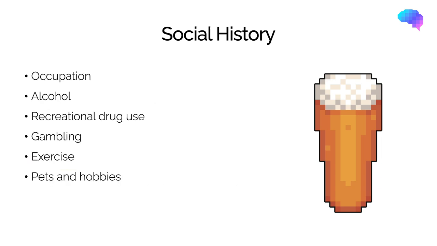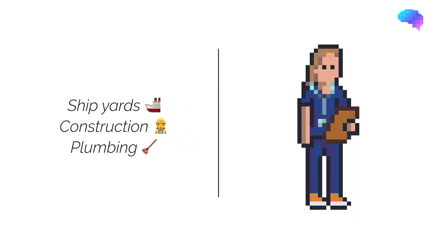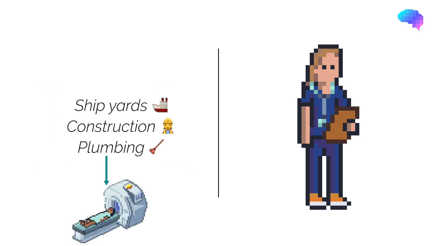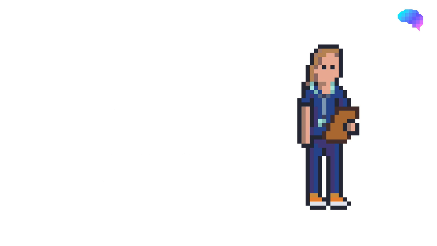There are some other aspects of the social history which are particularly important in the context of taking a respiratory history. For example, it's important to establish the patient's current and previous occupations. This helps identify any potential exposure to agents which may lead to respiratory disease. For example, certain occupations, such as people working in shipyards, construction, and plumbing, before new regulations were implemented, may have been exposed to asbestos, which increases their risk of mesothelioma. Another example are farmers, who may be at risk of developing allergic extrinsic alveolitis.